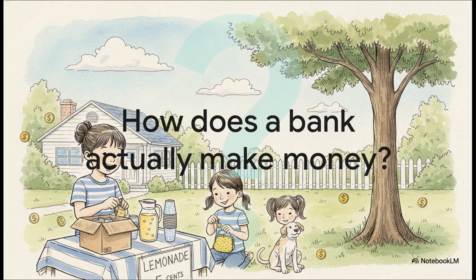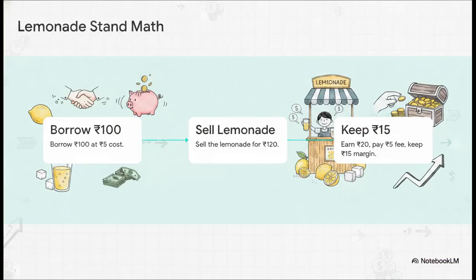I want you to imagine you're a kid again, and you're setting up a little business right on your front lawn. Okay, let's break down the basic lemonade stand math. You want to sell lemonade, right? But you literally have zero money. So what do you do? You borrow 100 rupees from a friend, and they charge you a 5 rupee fee for the favor. You take that 100, you buy your lemons, you buy your sugar, you make the lemonade, and boom, you sell it all for 120 rupees.